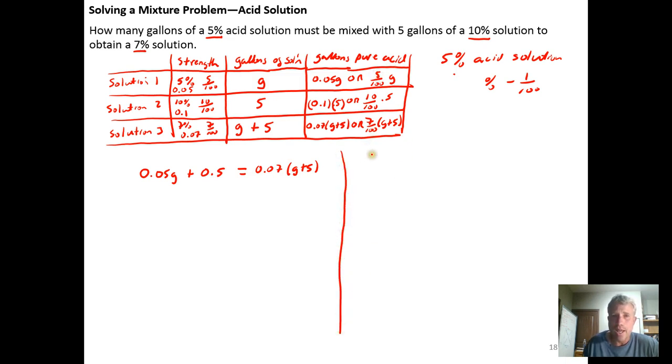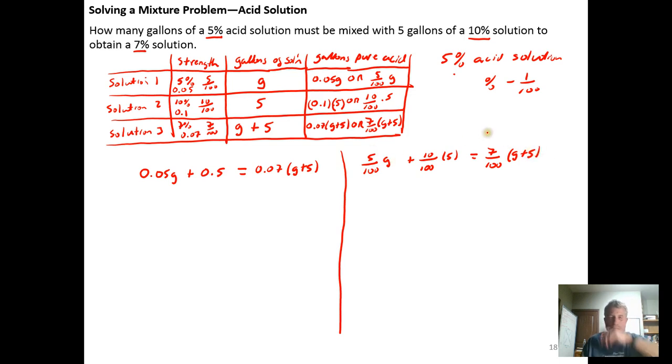I could have said 5/100ths times G plus 10/100ths times the 5 has to add up to the 7/100ths times the G plus 5.